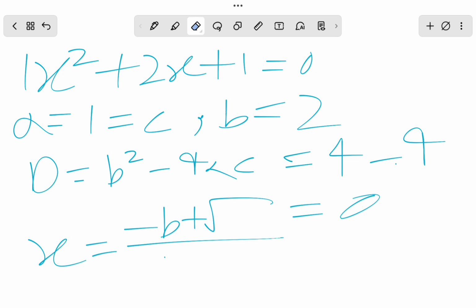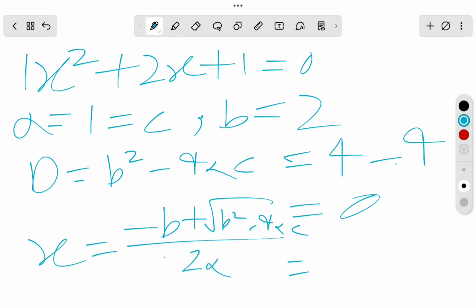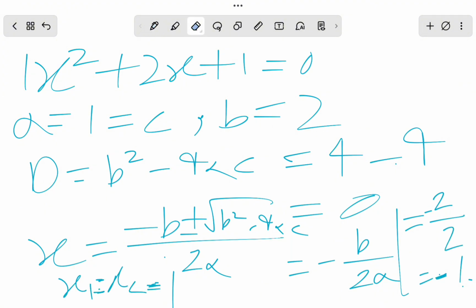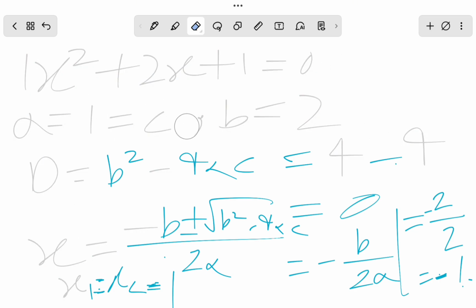So now we find the root, minus b plus root over the discriminant, b square minus 4ac, divided by twice a. We know that b square minus 4ac is 0, so the solution will be equal to minus b by twice a. Here b is equal to 2 and a is equal to 1, so 2 into 1 is 2. So we get minus 1. We can solve this equation by another method called the factorization method.